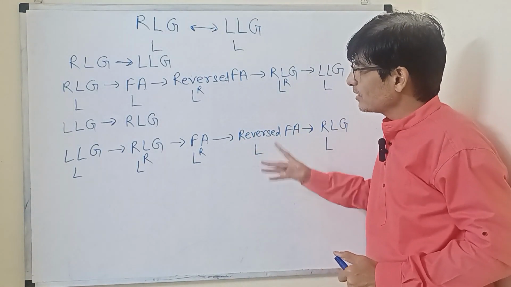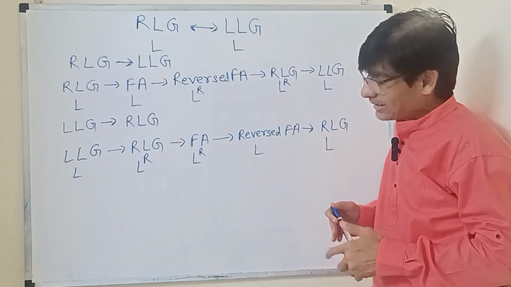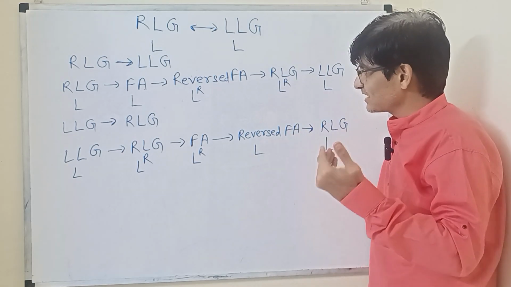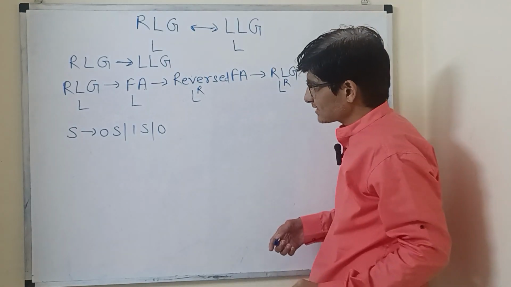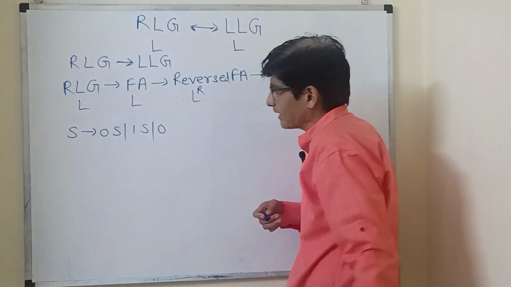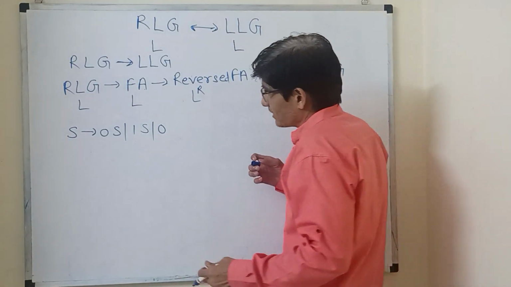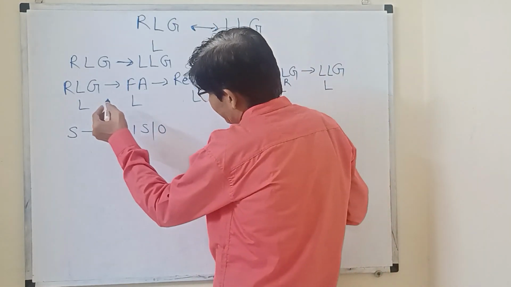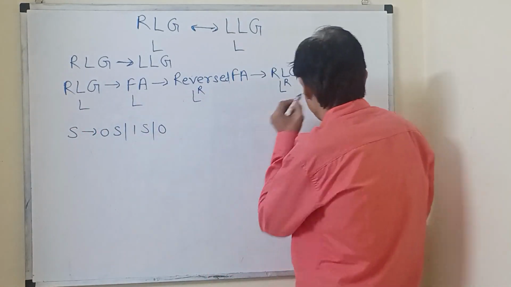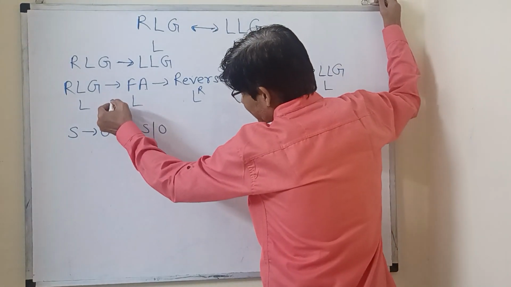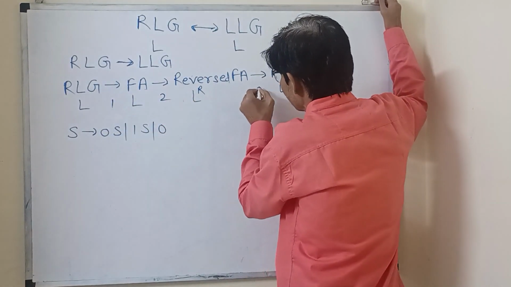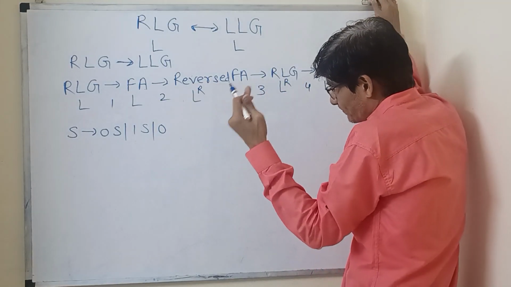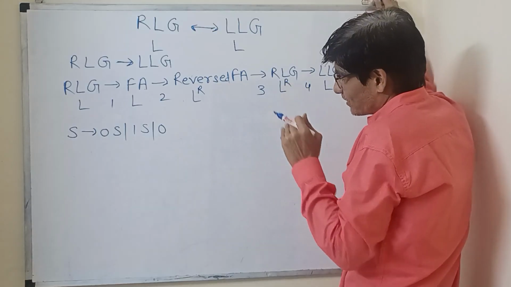Now I will take one example of both, and then we will see step by step how to perform this conversion. So now, friends, this is one example RLG that we will convert into an equivalent LLG. We convert any RLG to LLG in 4 steps: first step, second step, third step, and fourth step. We will perform all these conversions one by one.